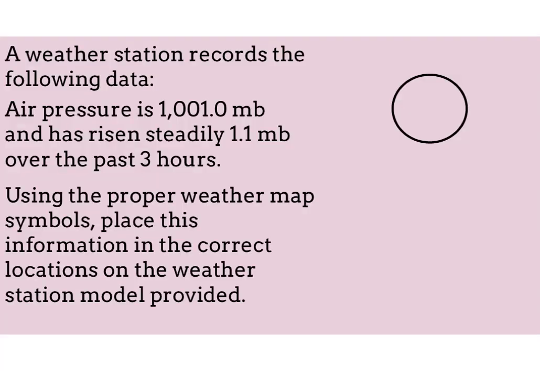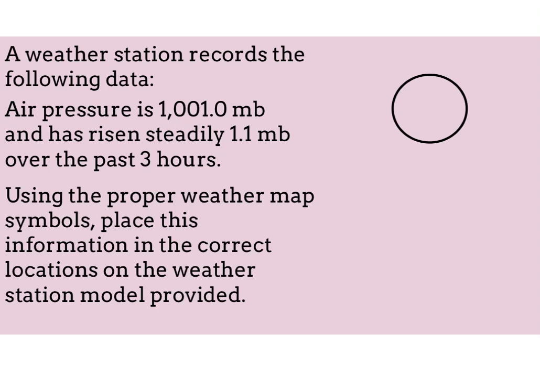All right, so this weather station records the following data. Air pressure is 1001.0 millibars and has risen steadily 1.1 millibars over the past 3 hours. Using the proper weather map symbols, place this information in the correct locations on the weather station model provided.